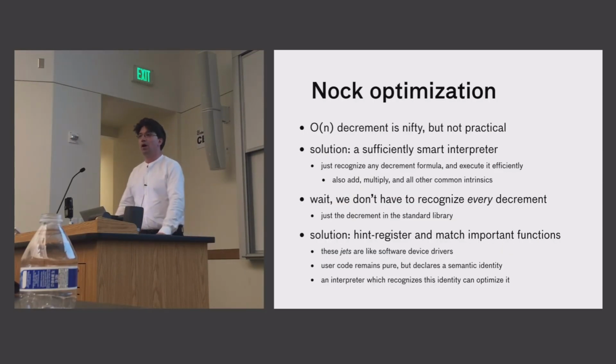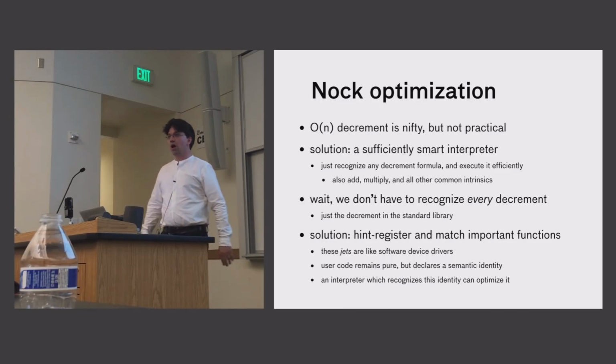But that kind of brings up a problem that you might think of, which is O of n decrement. Well, if you try to boot Urbit with a completely naive interpreter, it will immediately start decrementing and keep decrementing until pretty much the end of time. So that's clearly basically a non-starter.